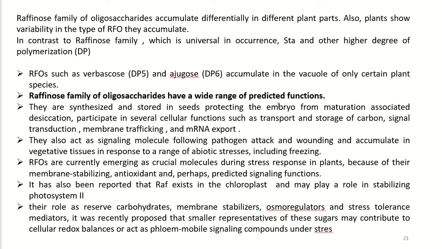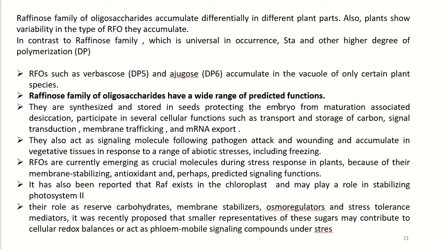RFOs are currently emerging, very crucial molecules. Generally, when you are studying stress plants, drought plants, or any research with stress, you have to study the RFOs. Raffinose family of oligosaccharides currently play a crucial role during the stress response in the plant. Why? That can also be asked in the examination.